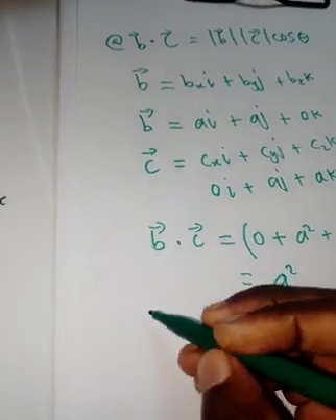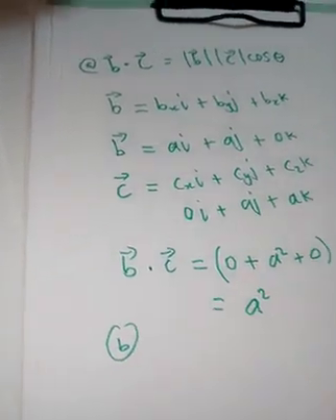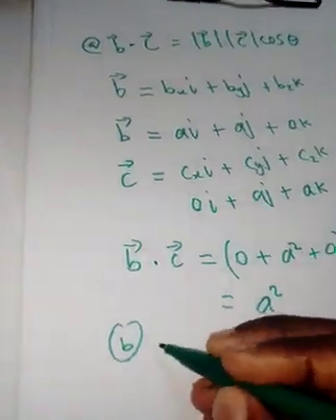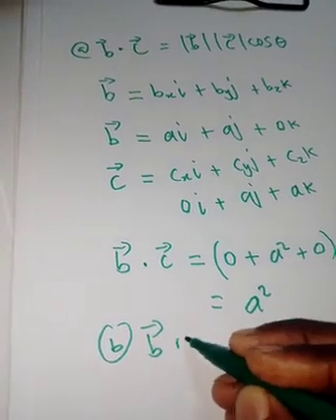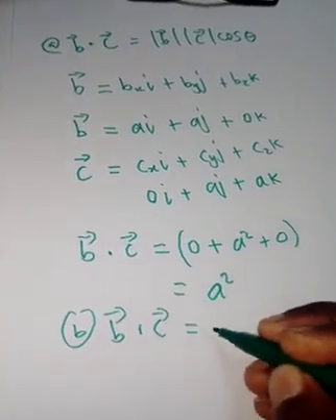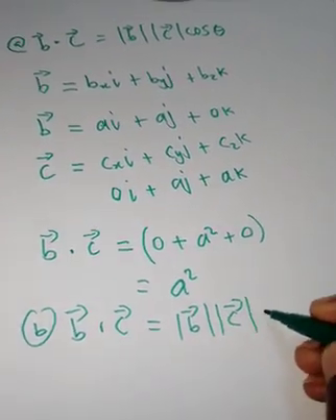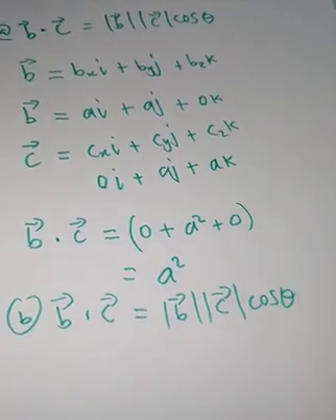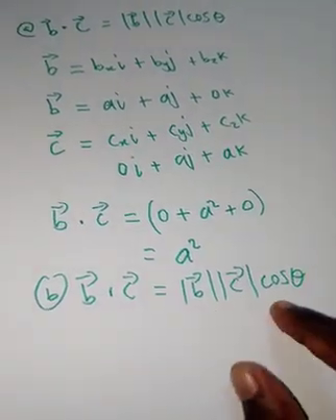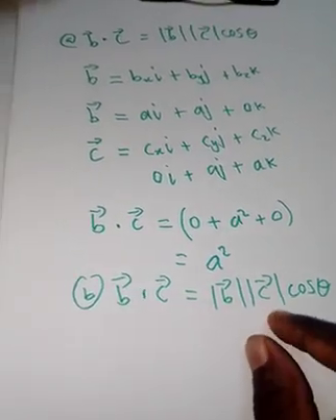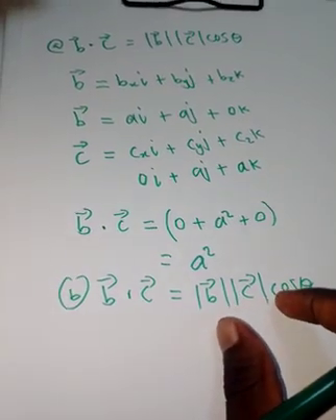Then we should find the angle between B and C. So to find the angle between B and C, we'll get back to this. So we'll use the dot product should be equal to magnitude of B, magnitude of C, cos the angle theta. This is the angle in between B and C. Now here we should have magnitude of B and also magnitude of C. How can we find these magnitudes?